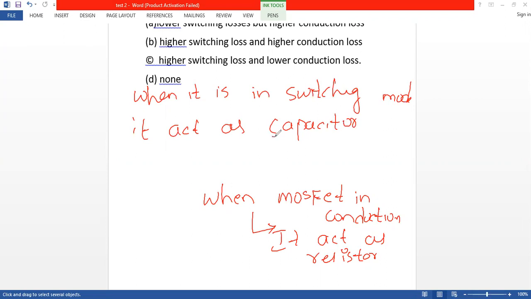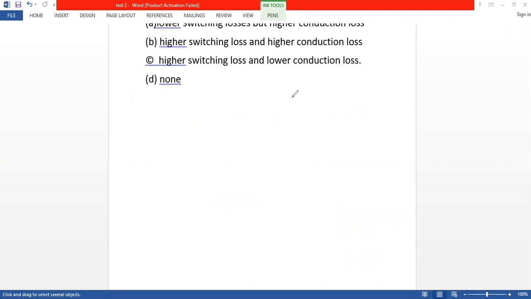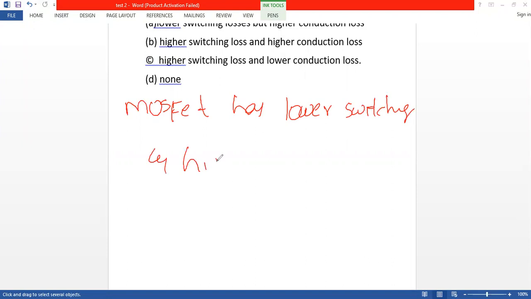So losses in an ideal capacitor are 0. The conclusion here is that MOSFET has lower switching loss because it acts as a capacitor, and higher conduction loss.